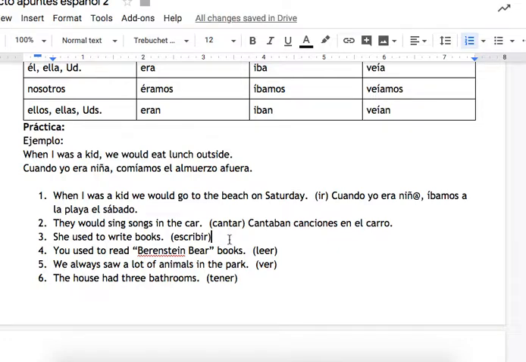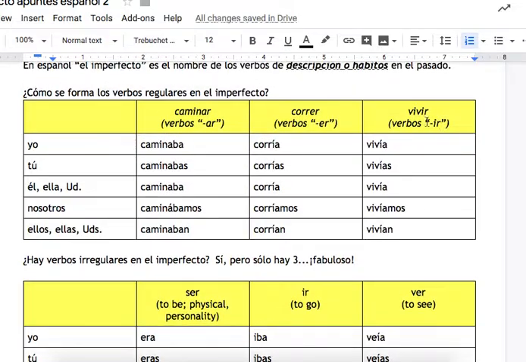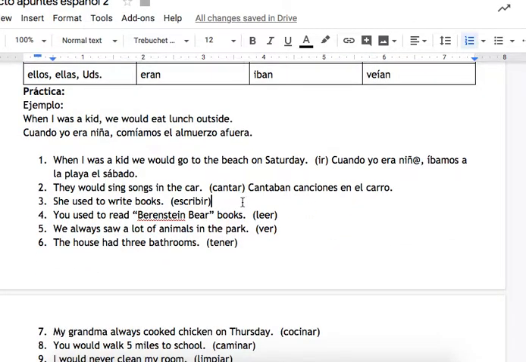She used to write books. My verb is escribir, and my person is she. And so escribir ends in IR, so I know that it's going to look something like this one. And because it's she, it's going to look like this verb here. So the answer is ella escribía libros. She used to write books.